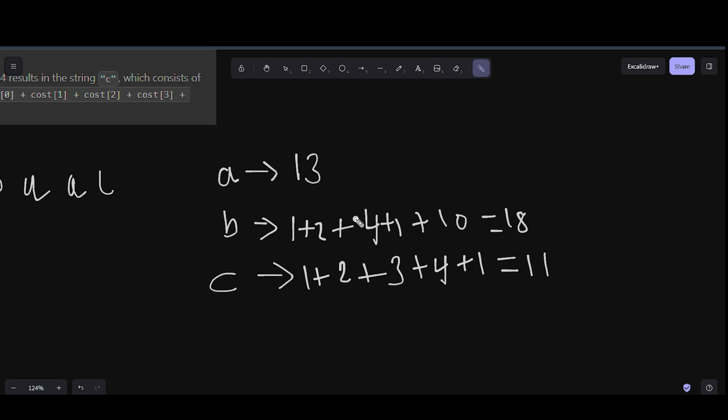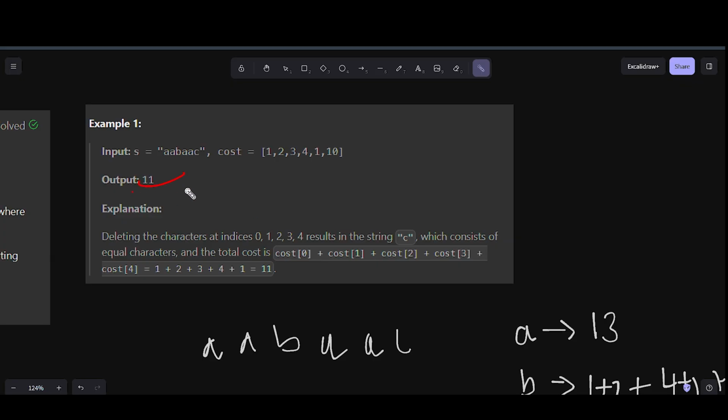If we want to keep A, we have to pay 13. If we want to keep B, we have to pay 18. If we want to keep C, we have to pay 11. So which is the minimum? Which is 11, which is the C character. If you keep the C in this entire string, we have to pay only 11 cost, which is the minimum. So here you get 11.